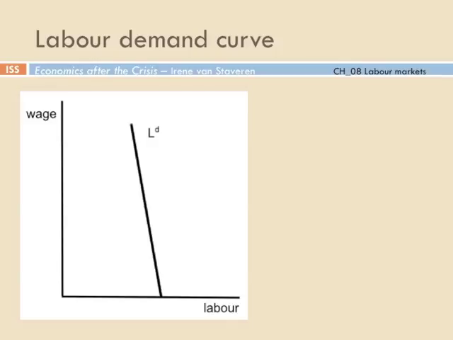This diagram shows you the curve for the demand for labor. It's a relationship between wage on the vertical axis and the amount of labor hired on the horizontal axis. As you see, it's a rather steep curve, implying that the elasticity of the demand for labor is relatively low.